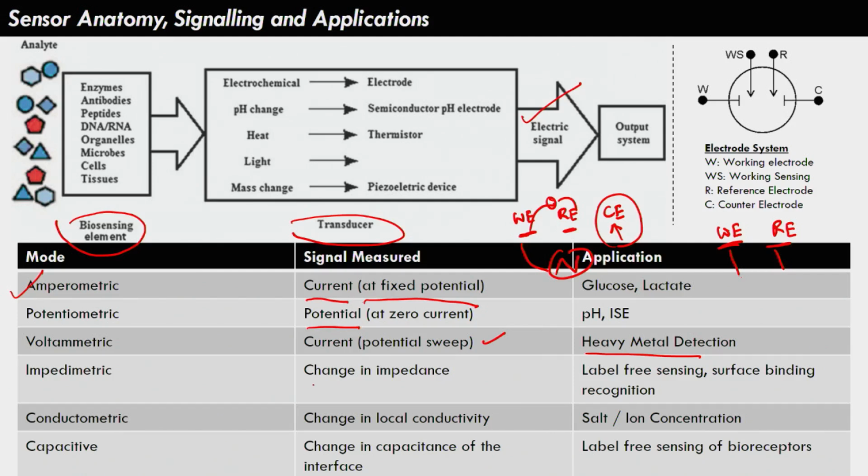And then there are some sensors which are impedimetric, where we look at the change in impedance. These are label-free sensing, and generally surface binding happens in an impedimetric sensor, which changes the surface impedance, and then we are able to detect it. There are other types of sensors which we are not going to discuss, which are conductometric and capacitive sensors. Most of the touch screens are capacitive sensors.